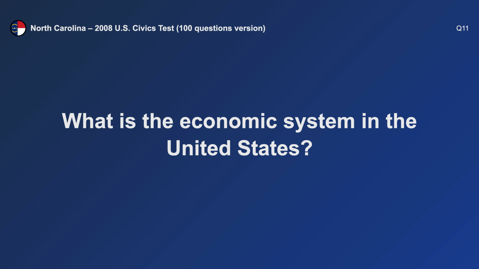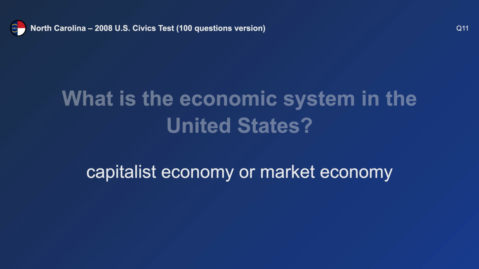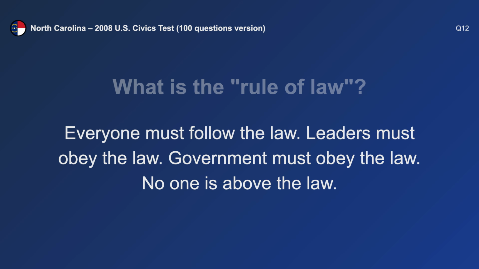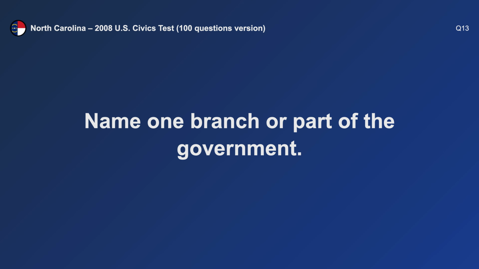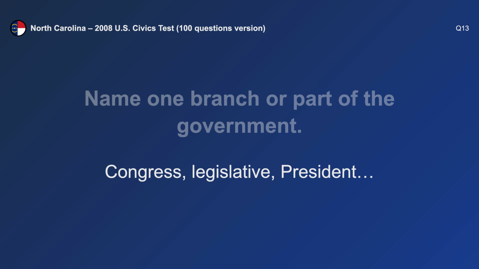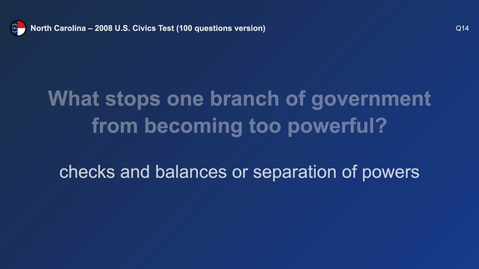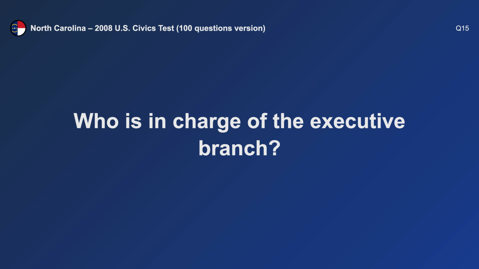What is the economic system in the United States? Capitalist economy. What is the rule of law? Everyone must follow the law. Name one branch or part of the government. Congress. What stops one branch of government from becoming too powerful? Checks and balances.